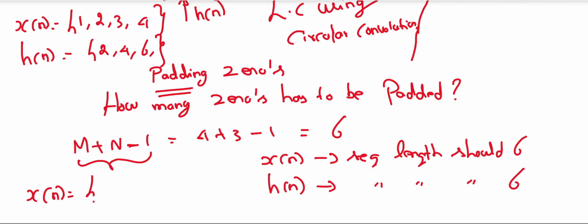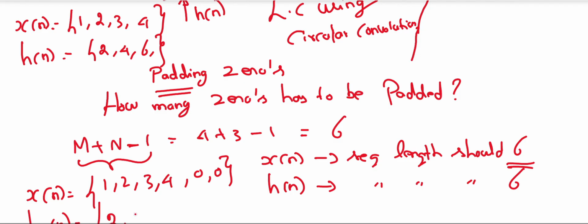So, for the first sequence x of n, 1, 2, 3, 4, the length should be 6, so the remaining 2 zeros have to be padded. Similarly, h of n is equal to 2, 4, 6. The sequence length should be 6, so the remaining 3 zeros have to be padded.